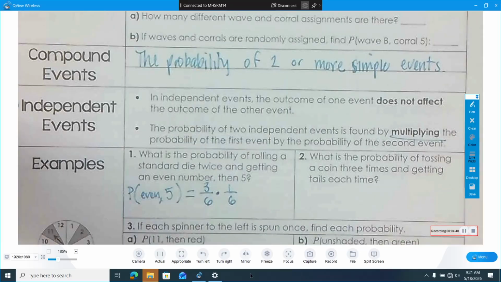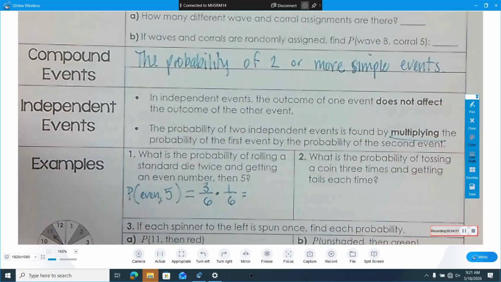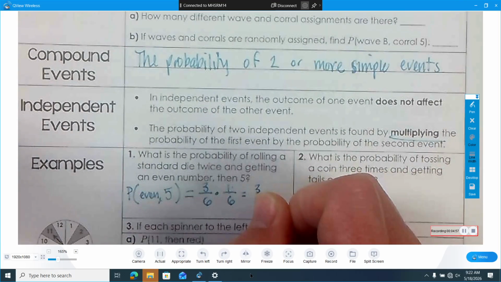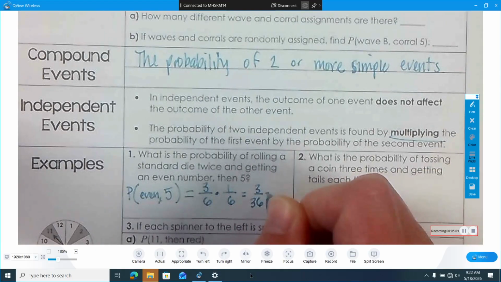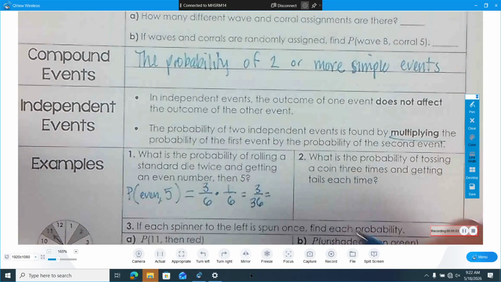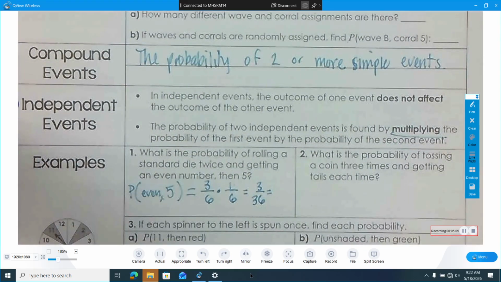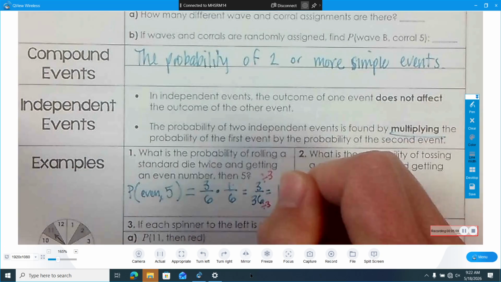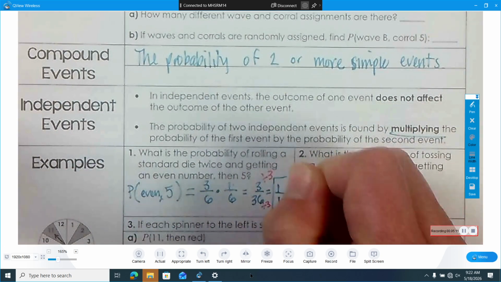Nothing changes there. How do you multiply fractions? Straight across. Multiplying is so easy, ladies and gentlemen. 3 times 1 is 3. 6 times 6 is 36, and that reduces to 1/12. We can divide top and bottom by 3, and we would get 1/12, okay?